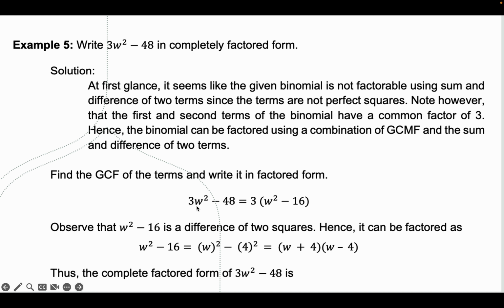For the GCMF of 3w squared and 48, we have 3. And the other factor now is w squared minus 16. Now, w squared and 16 are perfect squares. So we have now w raised to 2 minus 4 raised to 2, or our factored form will be w plus 4 times w minus 4. Thus, the complete factored form for 3w squared minus 48 is 3 times w plus 4 times w minus 4.